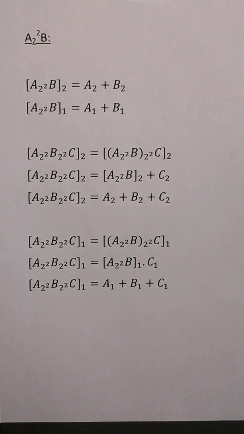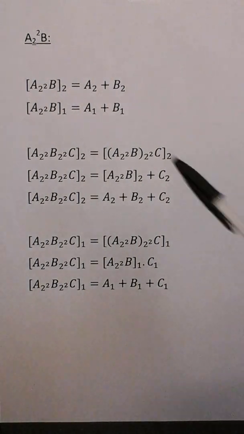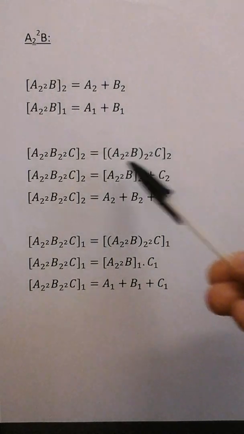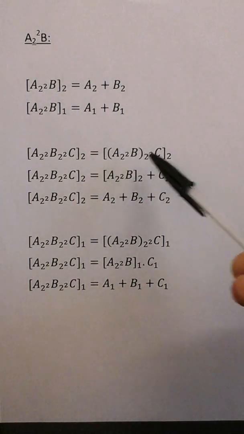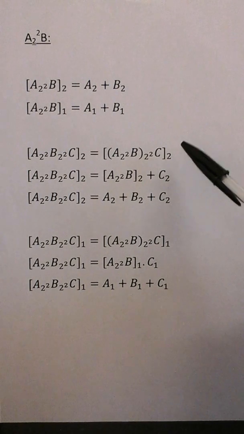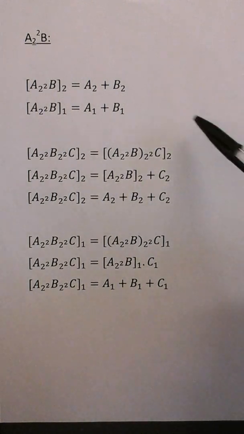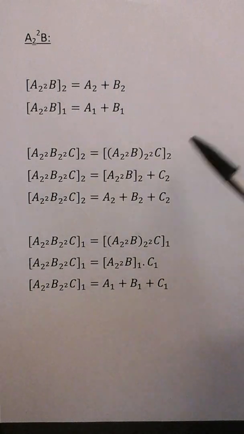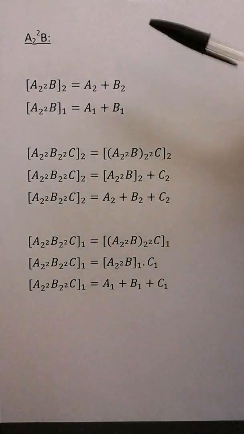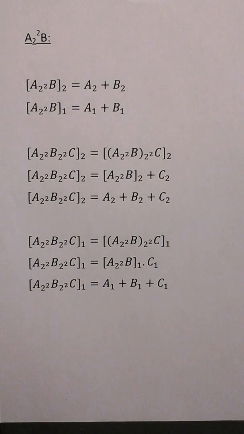So you can repeat the process for more variables. You can do a similar process for four variables by treating A2 squared B and then C2 squared D, treating a four variable function as a two variable function and applying this as well. So good luck with that.